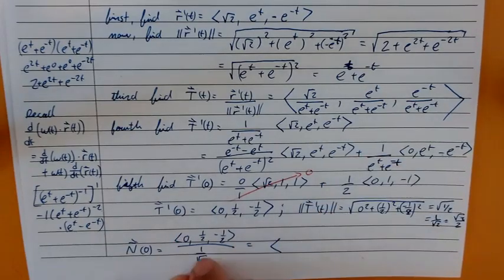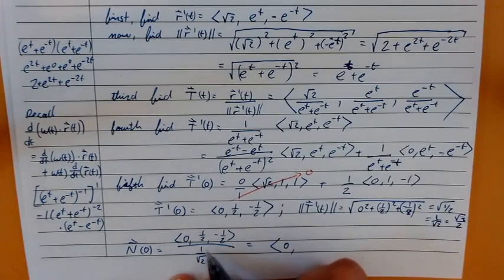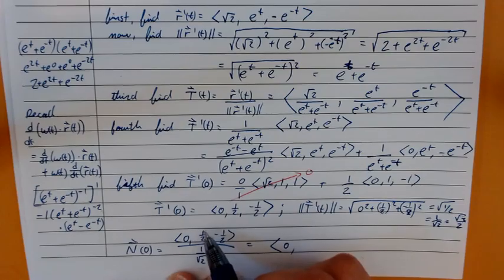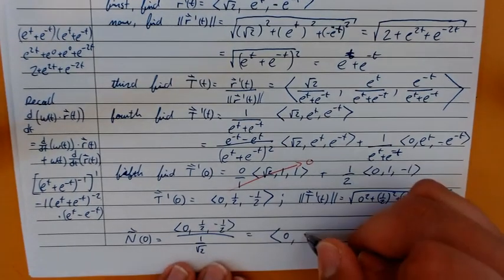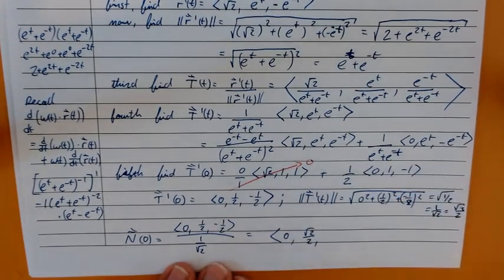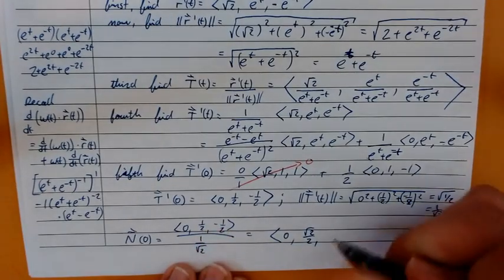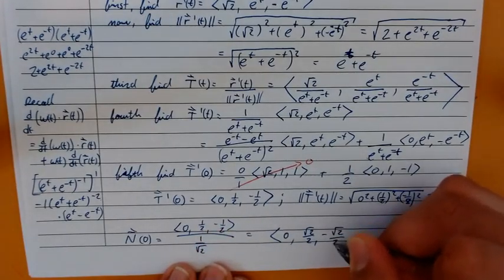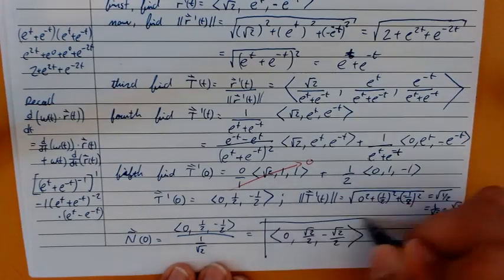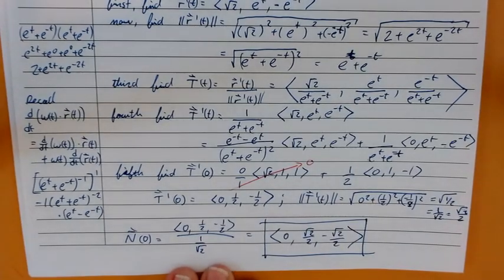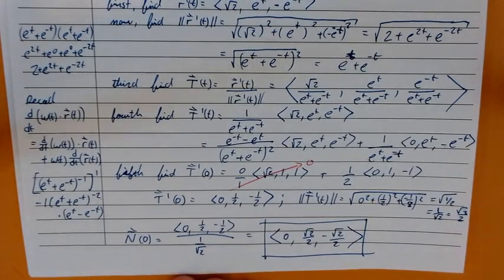So here, 0 divided by anything is going to be 0. Here, 1/2 divided by 1 over root 2. Dividing by a fraction is the same as multiplying by a reciprocal, so that brings it to the top, making that root 2 over 2. And then same thing for this one, but with a negative in front. Negative root 2 over 2. And this is our principal unit normal vector at time 0.